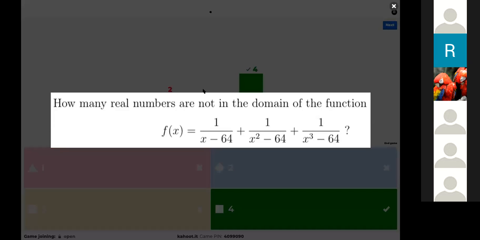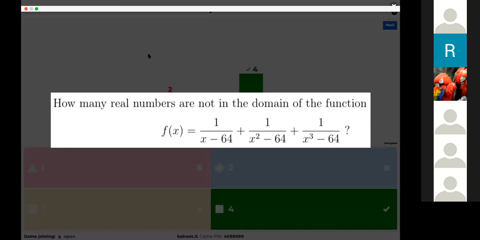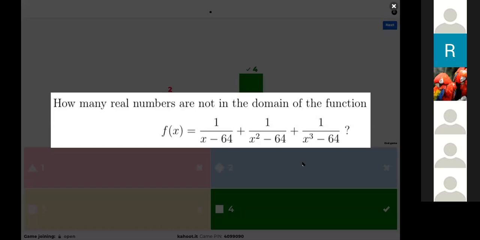Okay. Right. So you can factor all these to find the roots, and 64 is one, 8 and -8, and also 4. So there are 4 real numbers that are not in the domain.